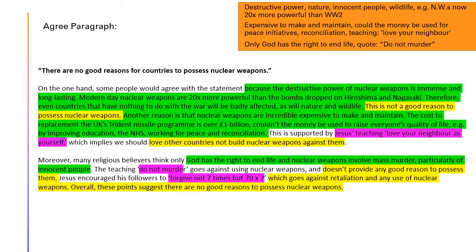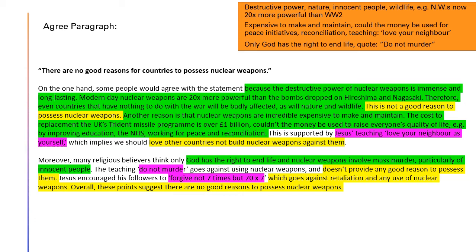Nice, easy start to the 12-mark question, which is on the one hand, some people would agree with the statement, excellent starting sentence, because, and here we go, the destructive power of nuclear weapons is immense and long-lasting. Modern day nuclear weapons are 20 times more powerful than the bombs dropped on Hiroshima and Nagasaki. Therefore, even countries that have nothing to do with the war will be badly affected, as will nature and wildlife. And here's our yellow, linking back to the question. This is not a good reason to possess nuclear weapons. And you might think you could expand on that a bit more, and of course you could. But remember, this is all in exam time conditions, in 15 minutes.